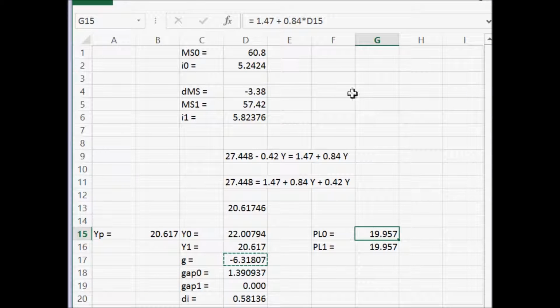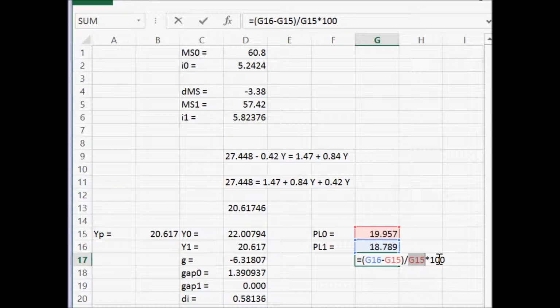How much did it decrease by? Well, to calculate that, I'm going to pull this down and then double check. So 1.47 plus 0.84 is my neoclassical short-run aggregate supply. I'm substituting in the new GDP level. My new price level is 18.789. My inflation rate is found by taking what the price level is, 18.789, subtracting off what it was, 19.957, dividing that difference by what it was, 19.957, multiplying by 100.